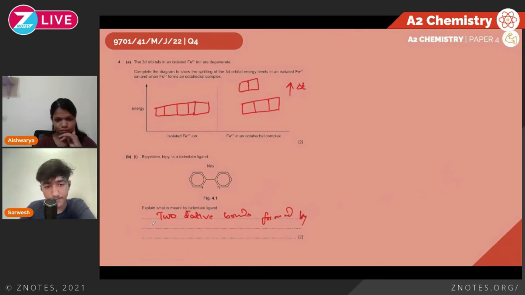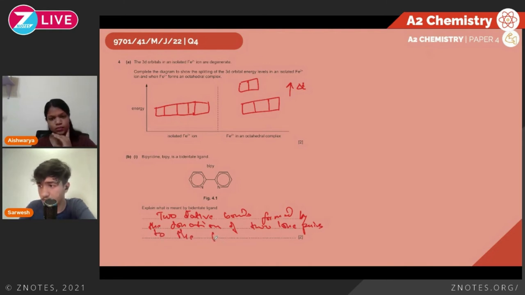By the donation of two lone pairs to the transition metal ion.